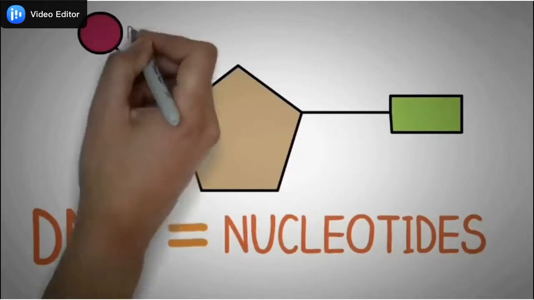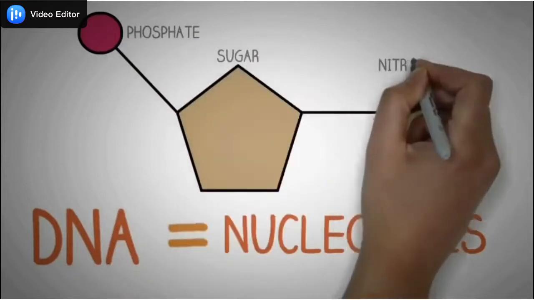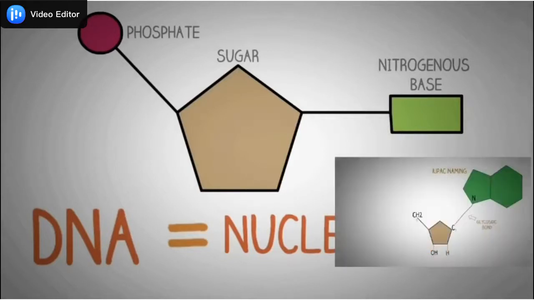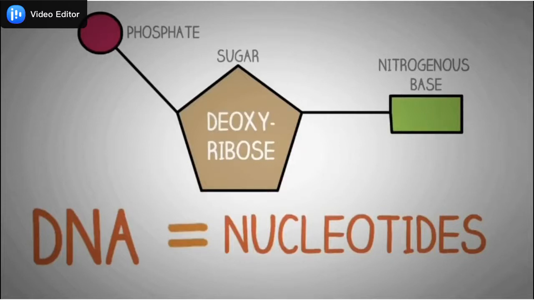So, what is a nucleotide? It is made up of three components: phosphate, sugar and a nitrogen base. Here the sugar, represented by the brown color, is a deoxyribose sugar, which makes a bond with one phosphate group and another nitrogen base.